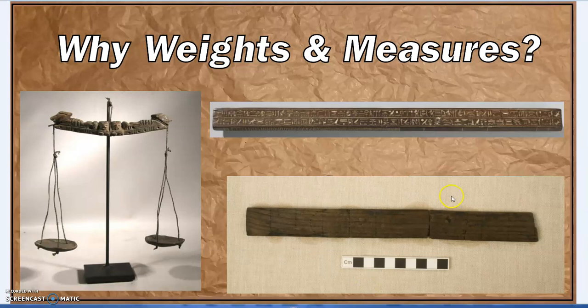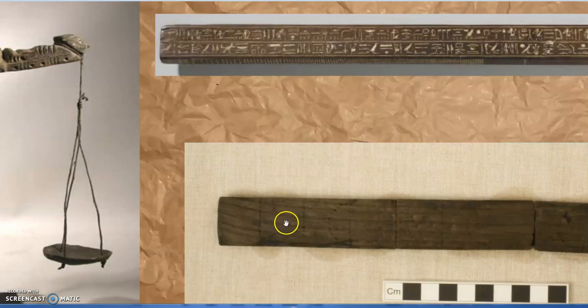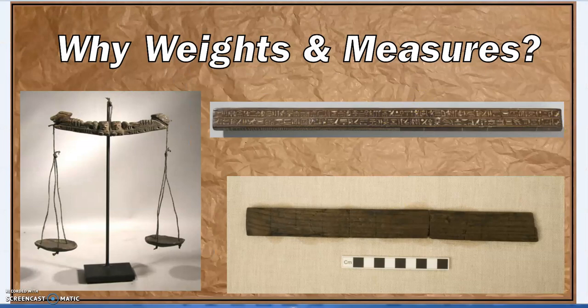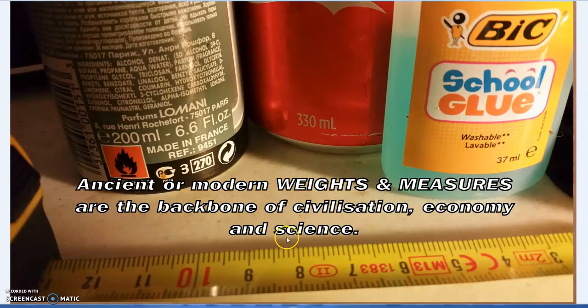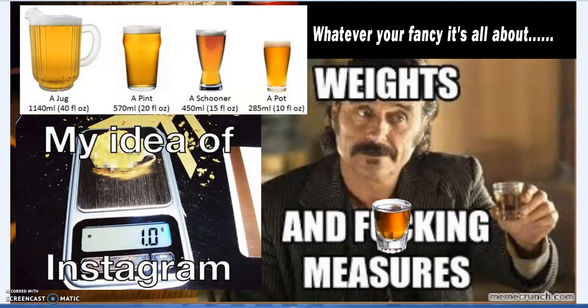So, but why weights and measures? For instance, we have an old ancient Roman ruler with the markings on there. We have old cubit rods and weights. So whether it's ancient or modern, weights and measures are the backbone of any civilization. The economy, science, you cannot work a large-scale economy if you don't have standardized weights and measures. So whether it's land deals, tax deals, or at the marketplace buying grain or spices or whatever it is, you need weights and measures.